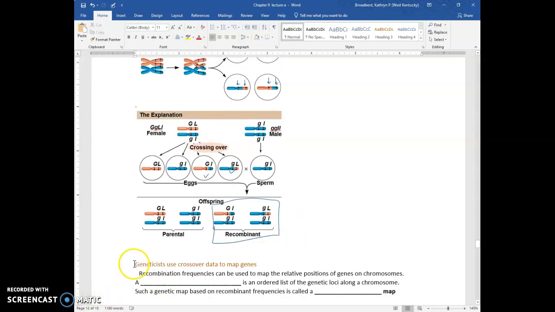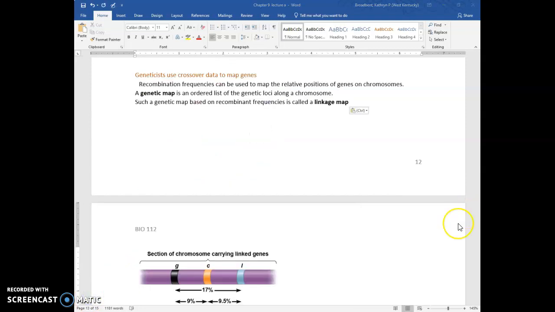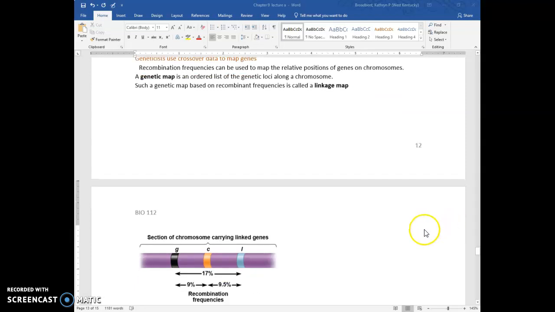We can use recombination frequency to gauge the distance between two genes on a chromosome. And we call this a genetic map or a linkage map. So we can look at the example we've got here below.